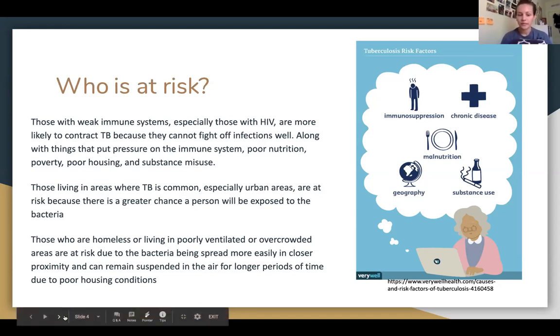Those who are homeless, living in poorly ventilated areas or overcrowded areas are also at risk because the bacteria can spread more easily when you're in close proximity. It can actually last in the air for about 6 hours, but under those specific conditions, it could stay in the air even longer just because of the poor housing conditions.